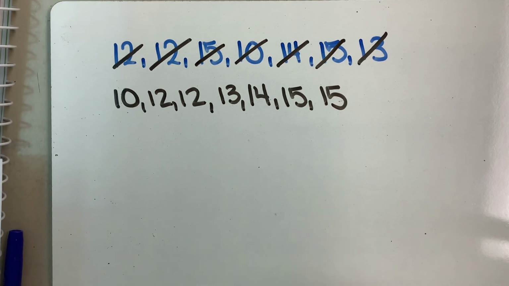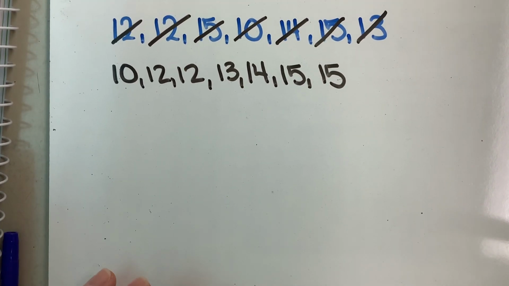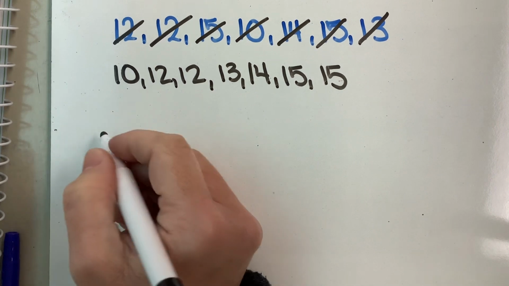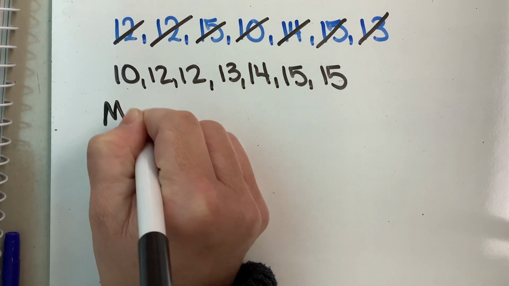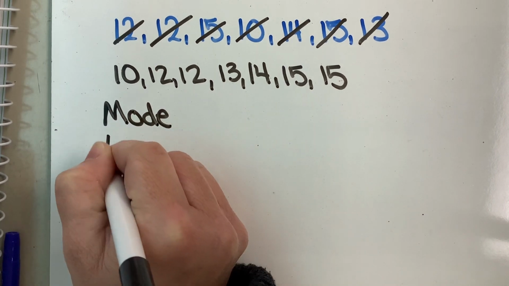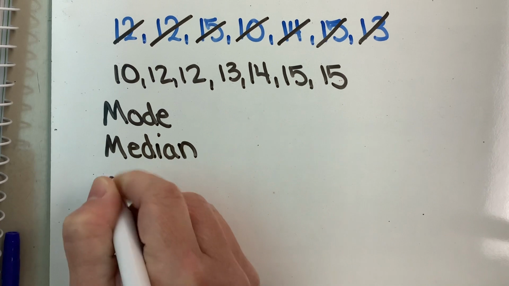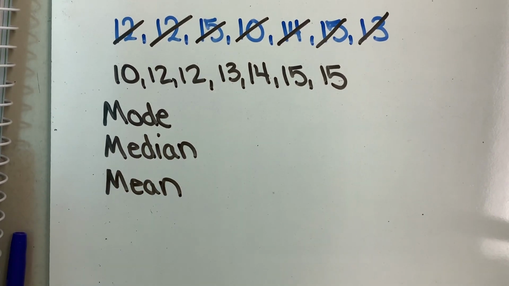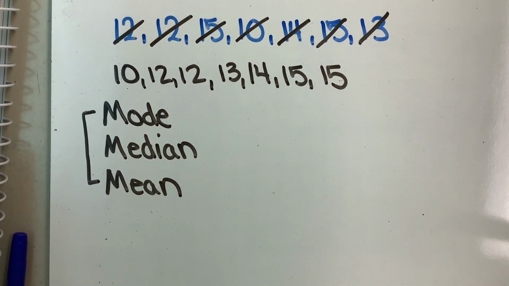All right, so here is our data set now that is in order. Okay. We are going to start by looking at measures of center. So measures of center are things such as mode, median, and the mean. We looked at these last year in 5th grade. Okay? So these are measures of center.